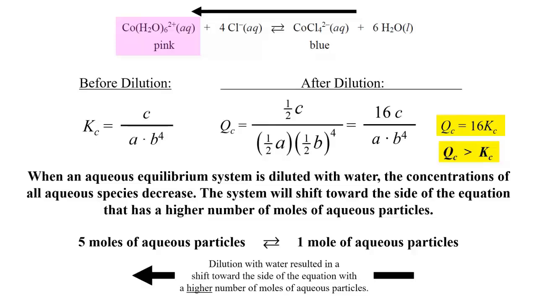So what happened in this particular example is that dilution with water resulted in a shift toward the side of the equation with a higher number of moles of aqueous particles. And because that happened to be on the left side of the equation, the equilibrium system did shift toward the side of the equation that had a greater number of moles of aqueous particles. So that explains why it turned pink as a result of the dilution with water.